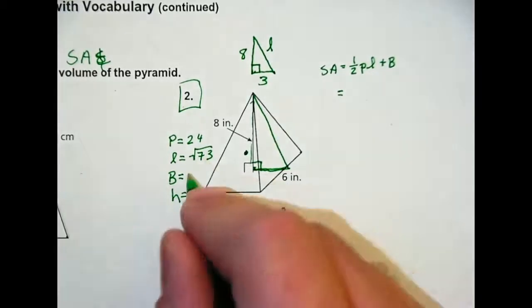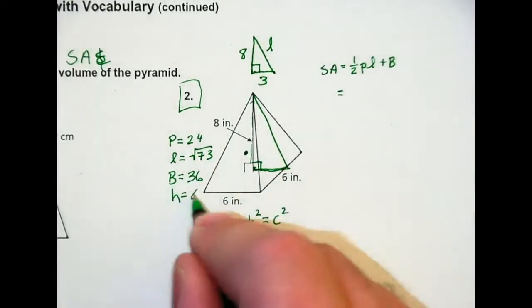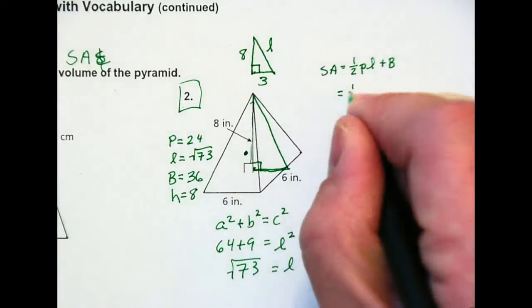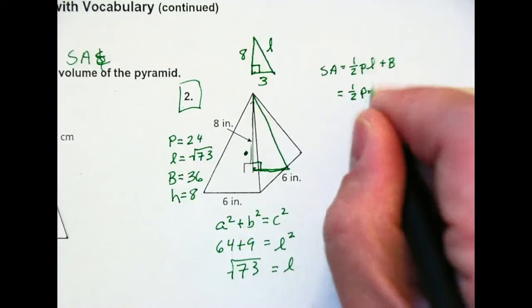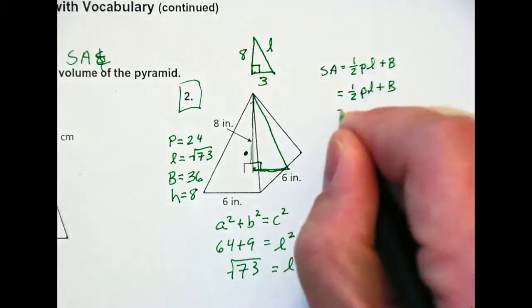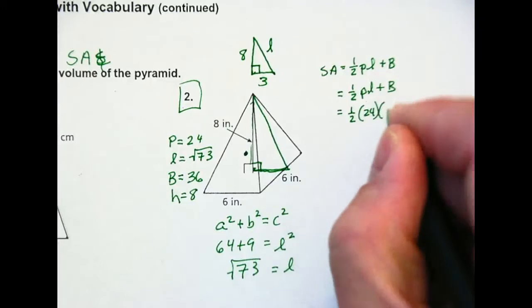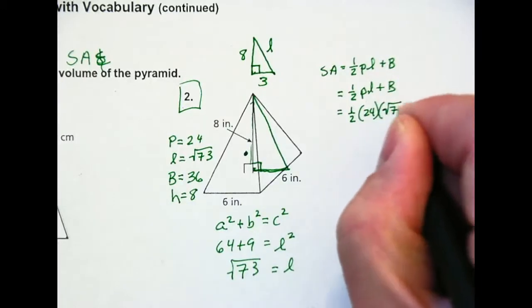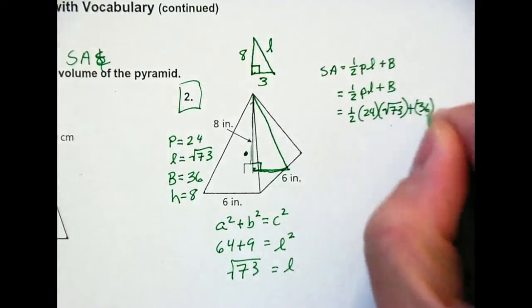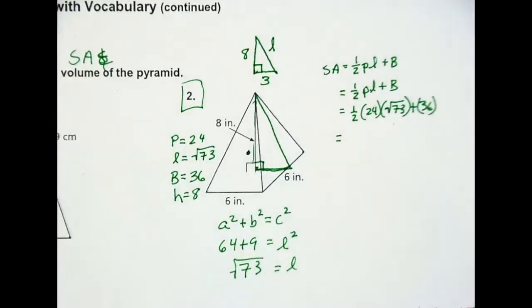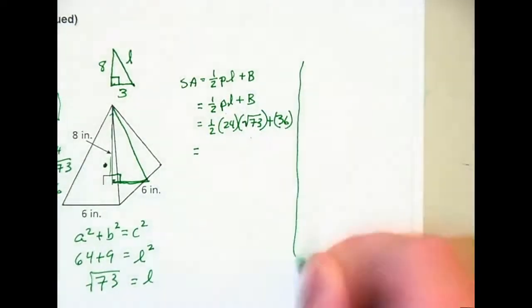What's the area of our base? 36. And the height of our pyramid? 8. So we got everything we need there. We do our 1/2 PL plus our B. All right, I'll let you guys finish that up. Then also you should be calculating your volume over here.